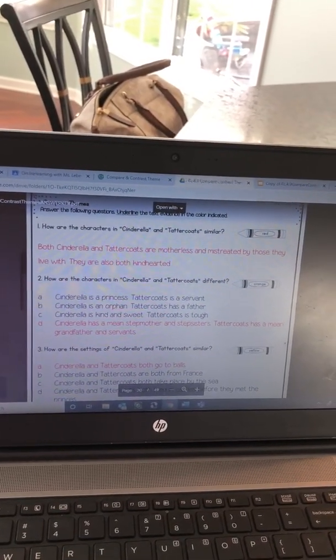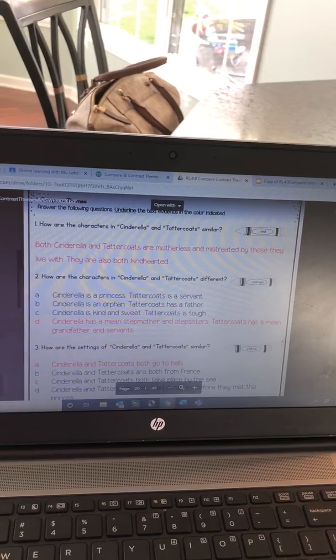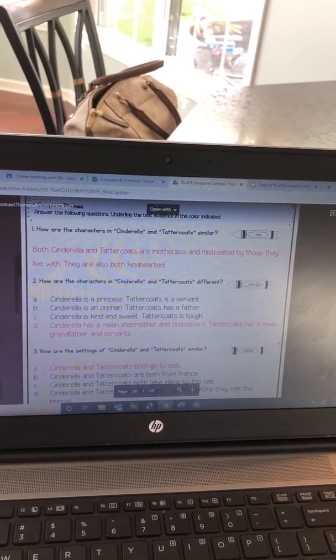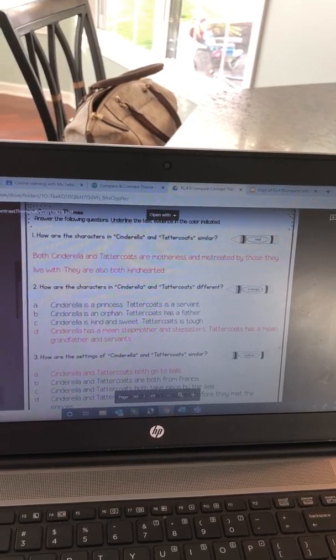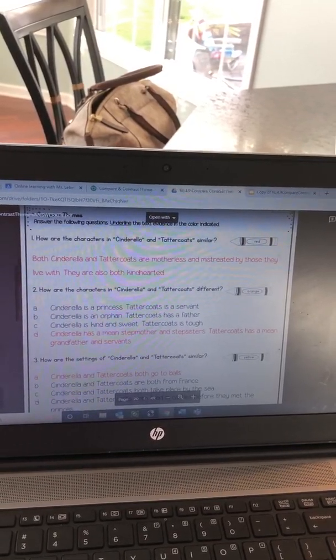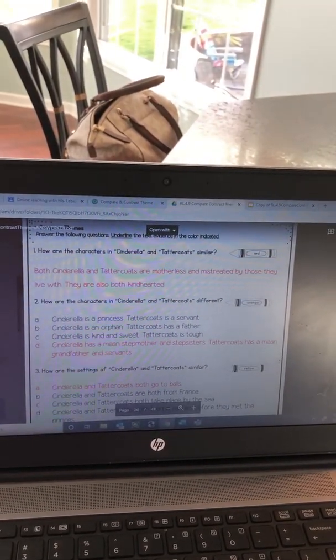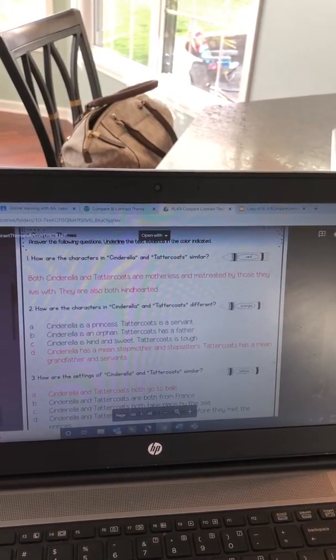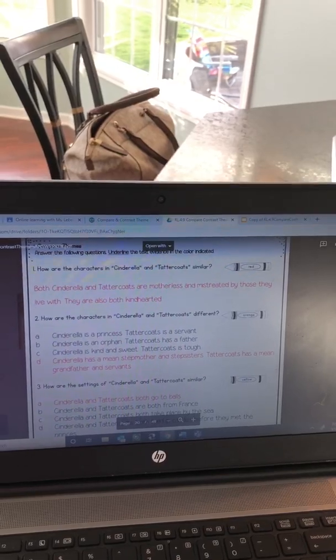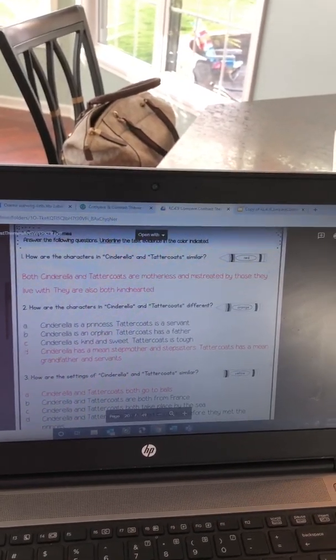In number two, how are the characters in Cinderella and Tattercoats different? They are different because Cinderella has the mean stepmother and stepsisters, and Tattercoats has a mean grandfather and servants. So they're both living with someone that mistreats them. However, it's different family members. In Cinderella, it's the stepmom and her stepsisters, and in Tattercoats, it's the mean grandfather.